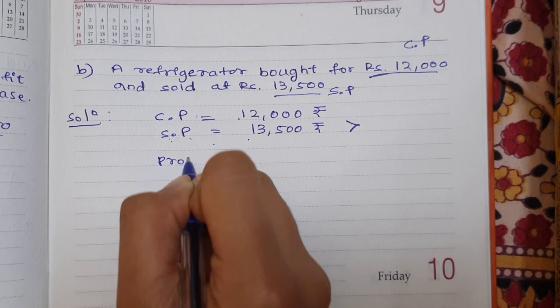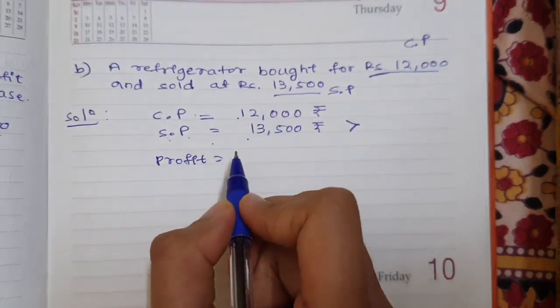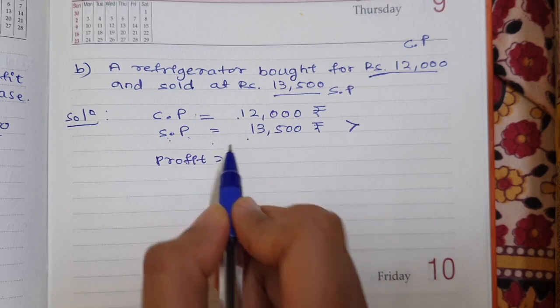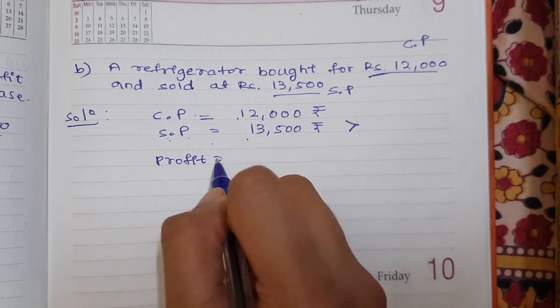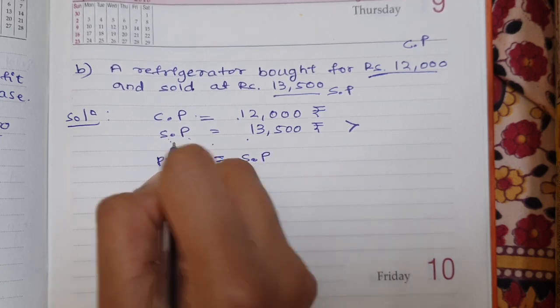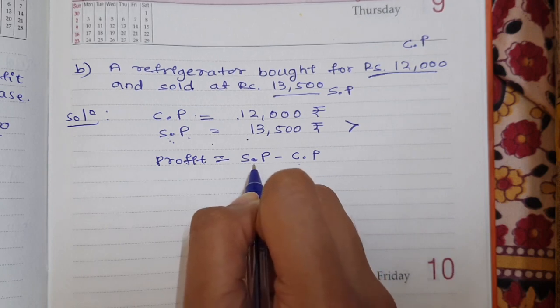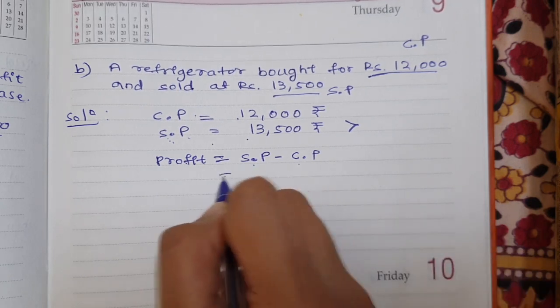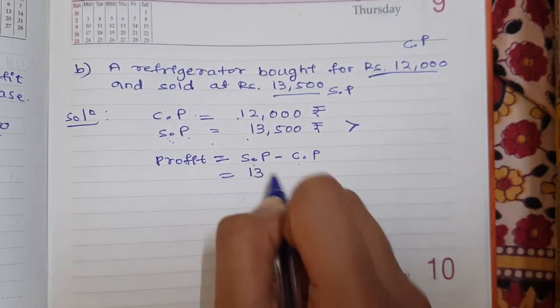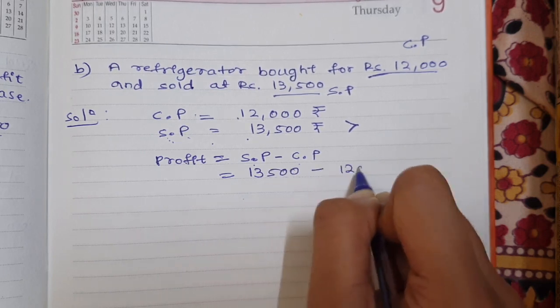Now profit is equal to, what is the formula to find a profit? In the previous example we have seen that profit is equal to selling price. This is the greater one, right? So subtract cost price from the selling price. Now selling price is equal to how much? 13,500. Cost price is equal to how much? Cost price is 12,000.